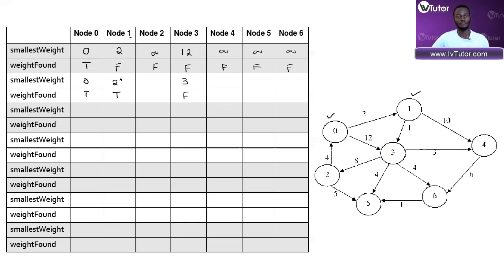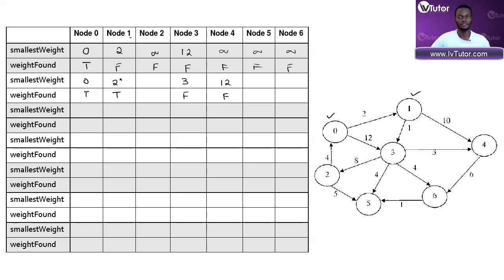Okay. From there, we can go to 4. The weight of going to 4 via 1 is 10 plus 2. We get 12. We compare with 4, it's infinity. So 12 goes here. So we go 12, false. Where else can you go from 1? I think that's all. So 1 is done.